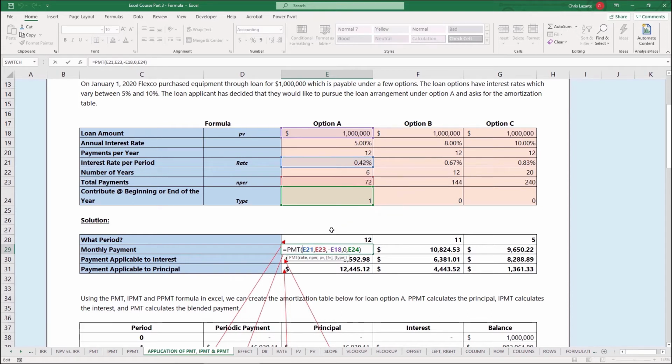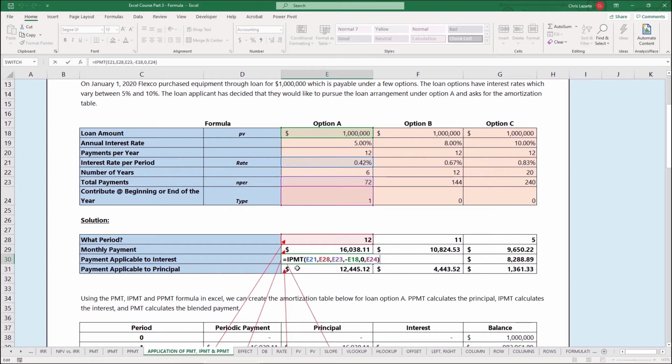For the NPER, that's equal to cell E23, and cell E23 is the number of payments. And in this case, in loan option A, it's 72 payments because there's 12 payments per year and it's a 6-year loan. Next in the syntax, we have the present value. And in this case, the present value is negative $1 million. That's the loan amount, and that's consistent across all 3 scenarios. The future value is 0 because the loan will be paid off at the end of the 72nd payment. And the type is equal to 1 because we know that the payment is at the beginning of the period.